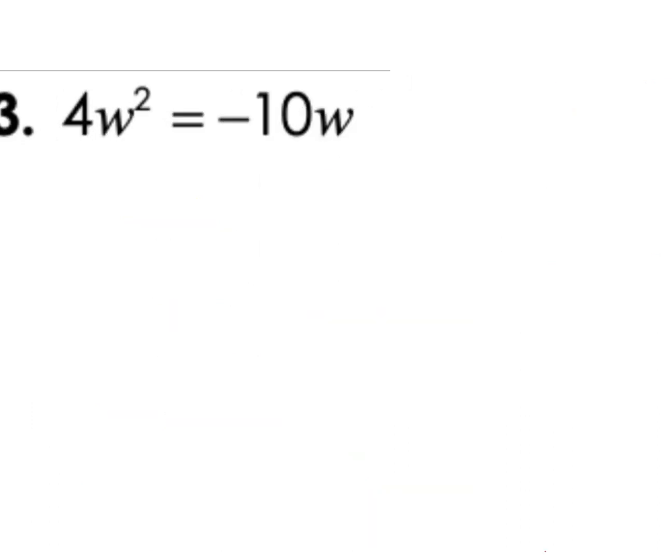And that's it. Okay, so here we have 4w squared minus 10w. Okay, what am I talking about? We have 4w squared equals negative 10w. That's how you know I really want to get this video done.